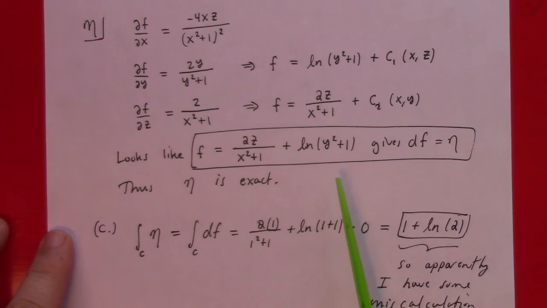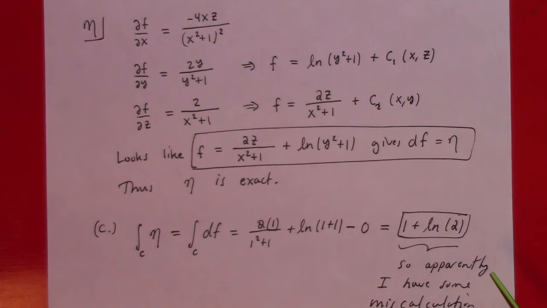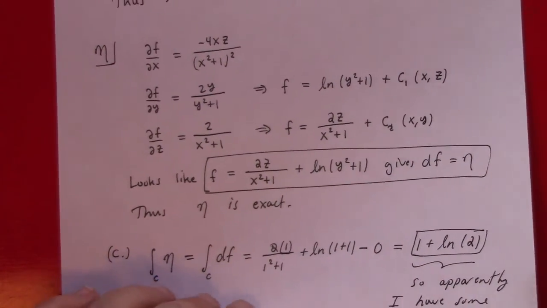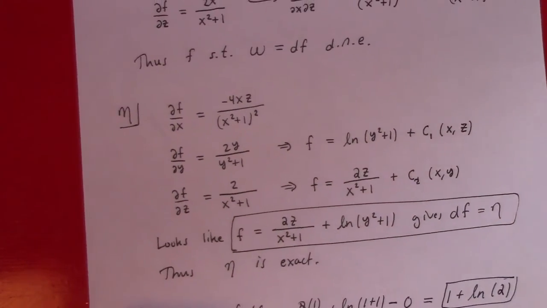Of course, f of 1, 1, 1 is 2 over 2 plus the log of 2. And then 0, 0, 0 gives me 0 for this one, but this one also gives me 0. So I get just 1 plus 2 over 2 plus log. So I get 1 plus log 2. So apparently I have a miscalculation in part A, because I think I trust this calculation. I'm much less trustful of what I did in the other part. But on the other hand, I'm done.